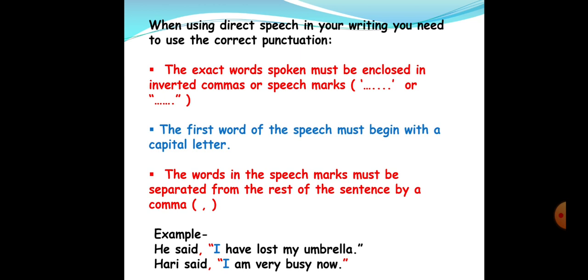Number one, the exact words spoken must be enclosed in inverted commas or speech marks, as I have shown in the slide. Then next, the first word of the speech must begin with a capital letter, and the words in the speech marks must be separated from the rest of the sentence by a comma. For example, he said, "I have lost my umbrella." In this sentence, the original words of the speaker, "I have lost my umbrella," are in the inverted commas.